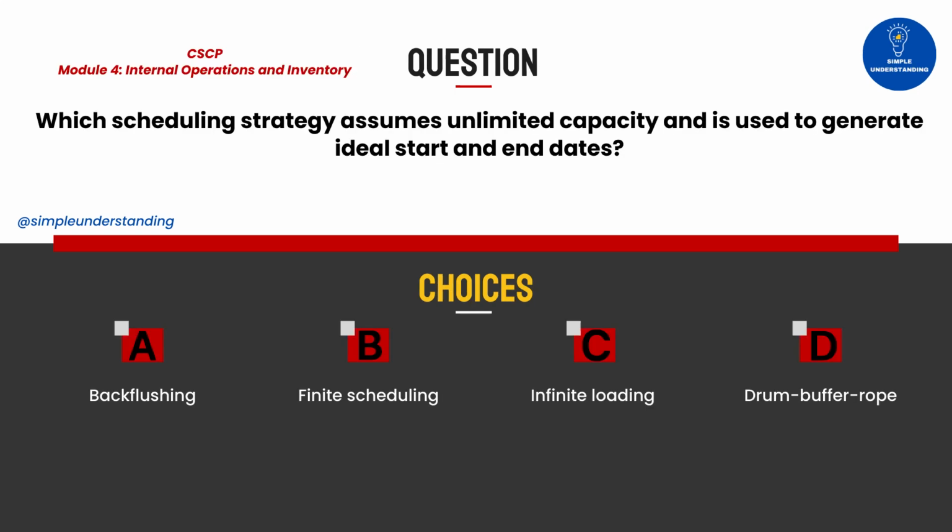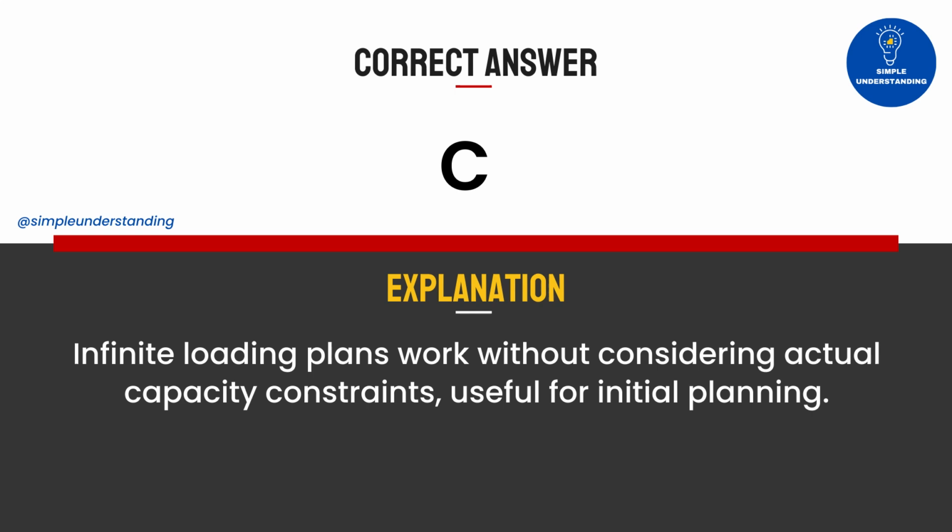3. Which scheduling strategy assumes unlimited capacity and is used to generate ideal start and end dates? A. Backflushing. B. Finite scheduling. C. Infinite loading. D. Drum buffer rope. Correct answer, C. Explanation: infinite loading disregards constraints and is used for rough planning of start and end times.